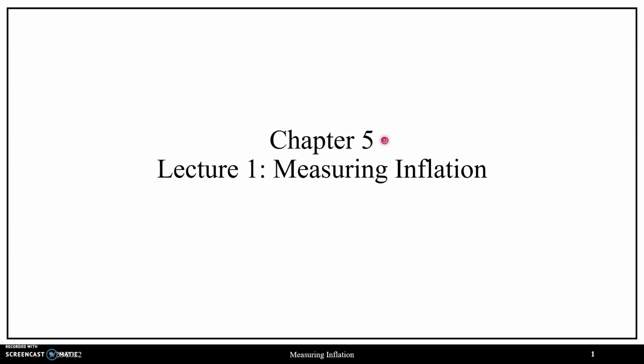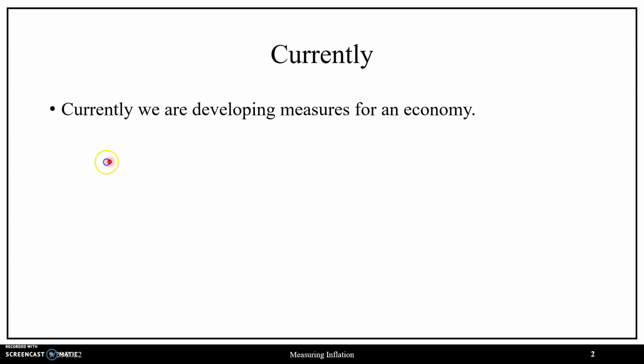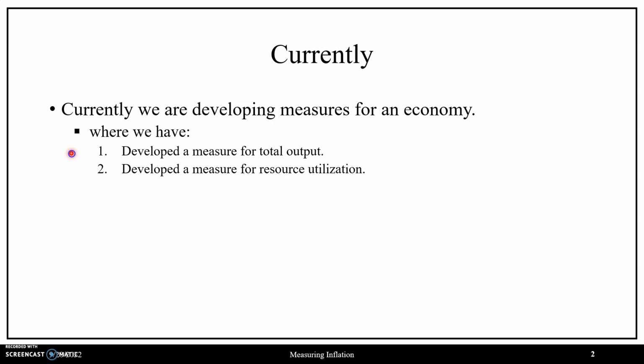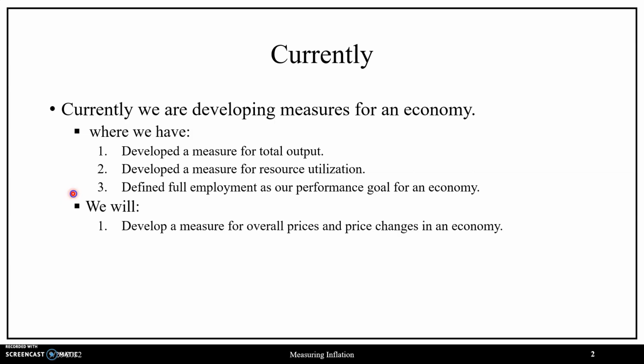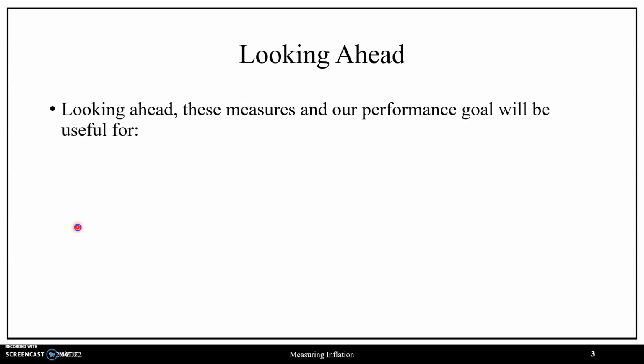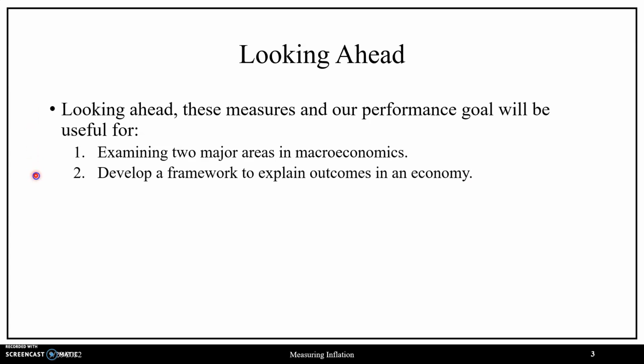In this video, we begin our discussion on Chapter 5, where currently we are developing measures for an economy. Thus far we have developed a measure for total output in the form of GDP, a measure for resource utilization in the form of the unemployment rate, as well as having defined a performance goal for an economy in the form of full employment. Now what we seek to do is to develop a measure for overall prices as well as for price changes in an economy, where looking ahead, these measures and our performance goal will be useful to us by allowing us to examine two major areas in macroeconomics, as well as a way to develop a framework to explain outcomes in an economy.